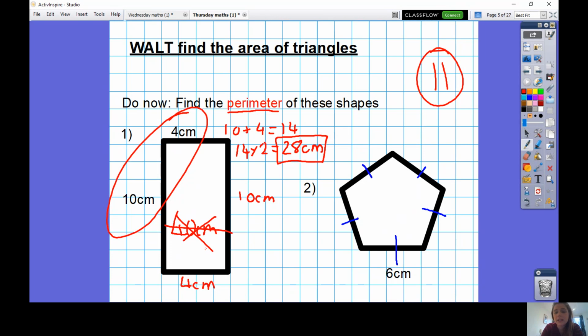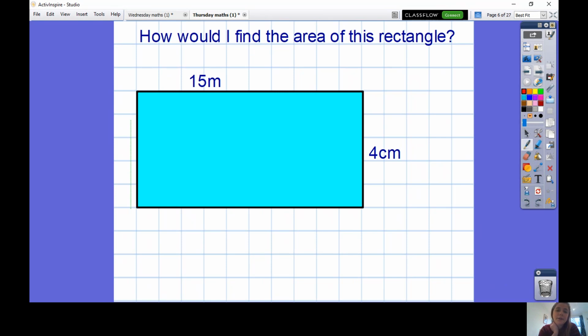For this shape then, you can see a 5-sided pentagon where each of the sides has been marked with one of these lines, showing each side is equal. That means we're finding the total of 5 6-centimetre sides. 6 centimetres times by 5 then is equal to 30 centimetres. 6, add 6, add 6, add 6, add 6. Well done if you got 30 centimetres for that question. And remember, perimeter is measured in centimetres, not centimetres squared, because it's just a line around the outside rather than all of the inside. Okay, right, we're going to move on now to find the area of a triangle.